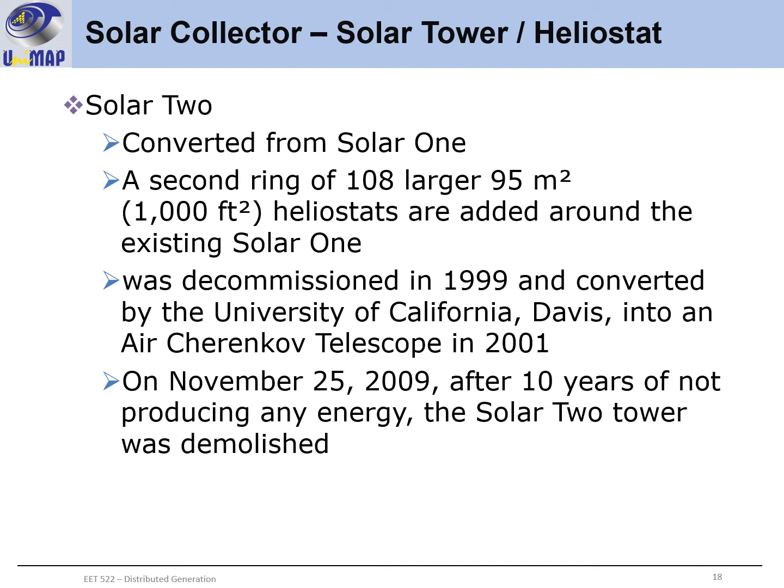Okay, for the continuation, after the Solar 1 was converted to Solar 2, a second ring of 108 larger 95 meter square heliostat was added around the existing Solar 1. So this is some sort of extension of the Solar 1 power plant, and they call that Solar 2. And this one was also decommissioned in 1999 and converted into the Air Cherenkov telescope in 2001. Okay, and in 2009 this solar tower was demolished, so no more Solar 2 power plant.